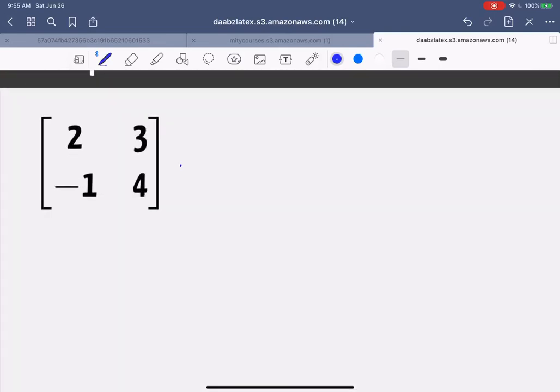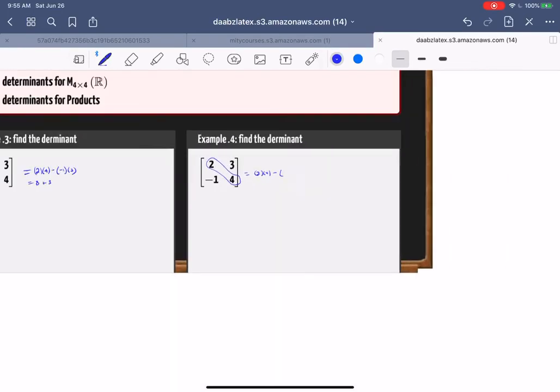Again, all you do is do the 2 times 4, 2 times the 4 minus... Was that the same one? That's the same one. Wow.